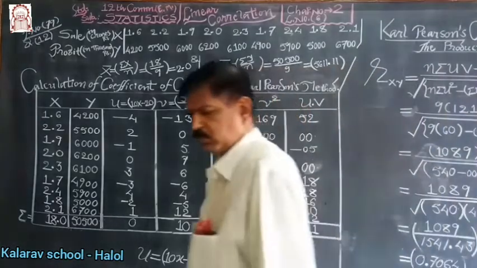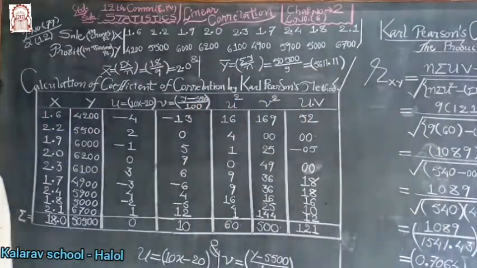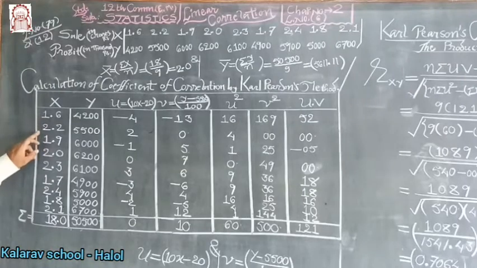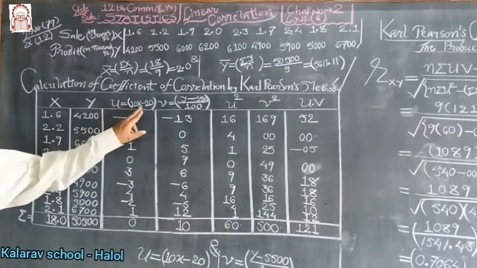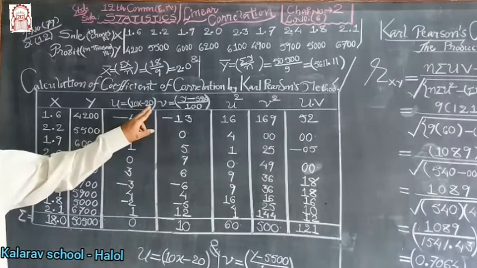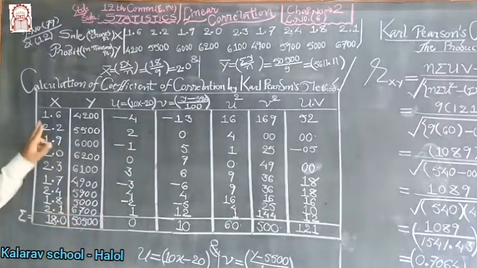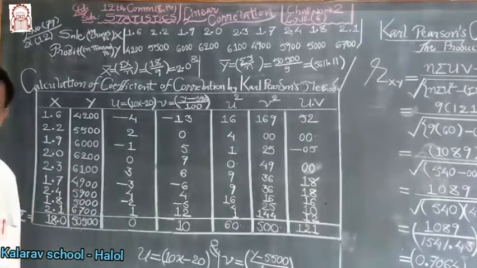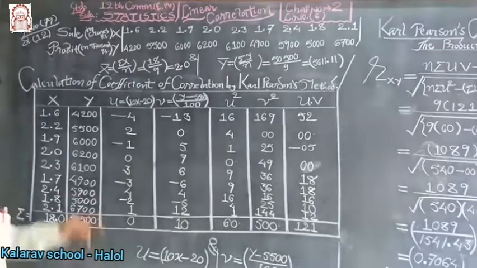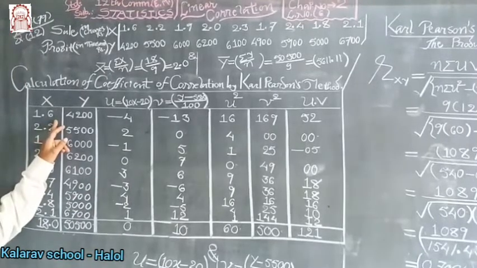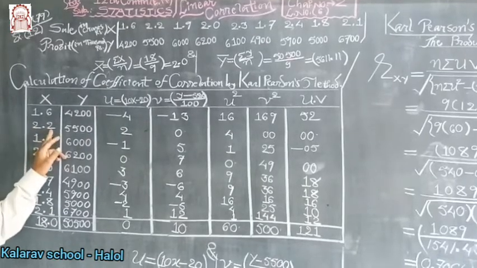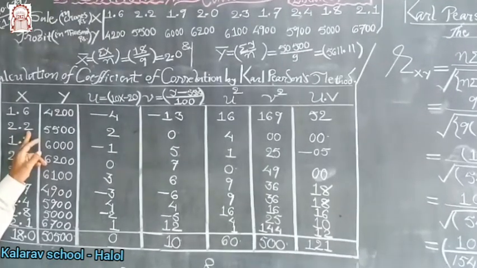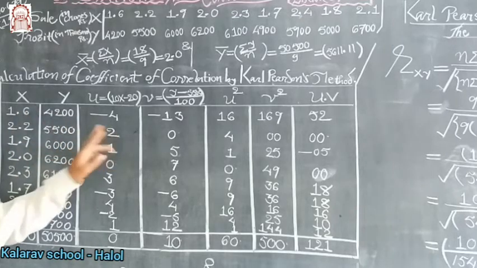Here x bar is an integer, but y bar is in fraction, that is in decimal points. So what we have to do? Data series x is given as 1.6, 2.2, 1.9, 2.0, 2.3, etc. Therefore, for calculating u, multiply the series of x by 10 and then subtract 20 from each value. 1.6, if you multiply by 10, it becomes 16. 16 minus 20 becomes minus 4. 2.2 multiplied by 10 becomes 22. 22 minus 20 means 2.